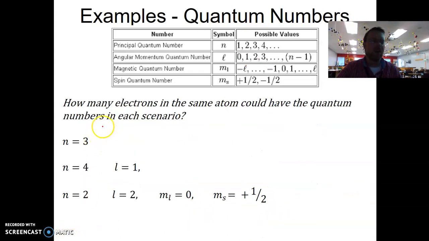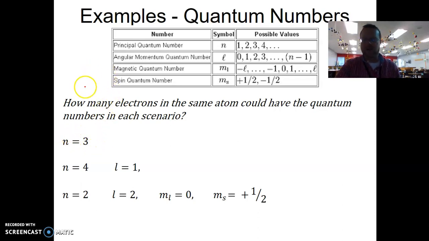Okay, now looking at this from a different aspect, I want to see how many electrons in the same atom could have the quantum numbers that are given here. If you're more specific and you have more quantum numbers, that may be fewer electrons. If you have all 4 quantum numbers, remember that can get you down to 1. If you have generalized information, then you may be talking about more electrons. This first scenario only gave us one piece of information. It said n equals 3.